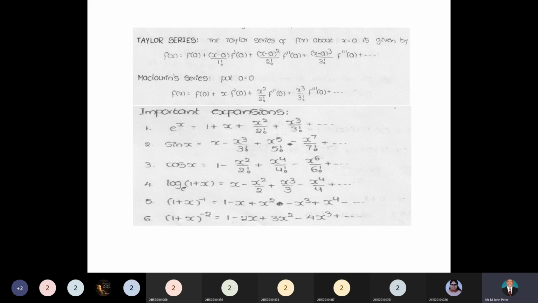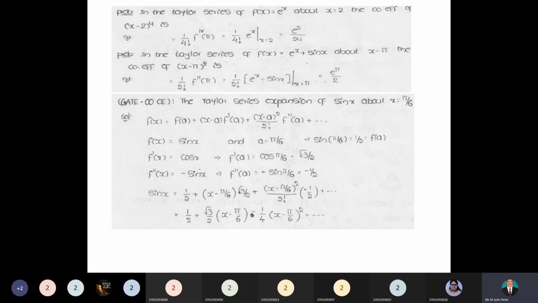If it is (1 minus x) whole power minus 2, all the individual terms will be positive. So that means 1 plus 2x plus 3x square plus 4x cube plus 5x power 4 plus 6x power 5, like that you'll get. So these series we may use. So do remember some basic results, then move on to the GATE problems.